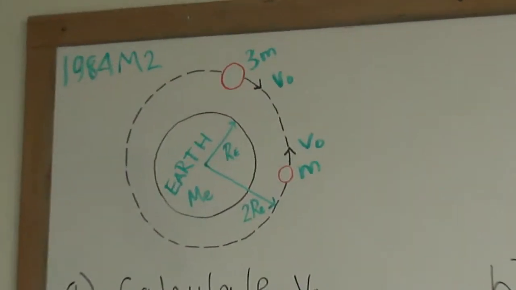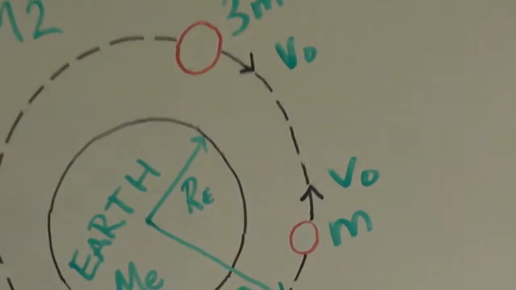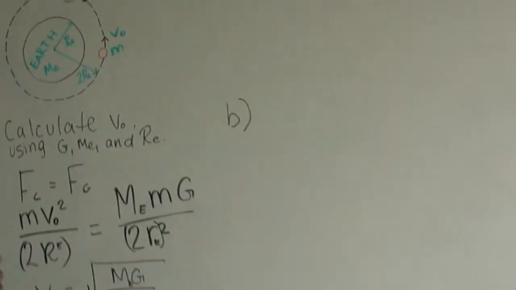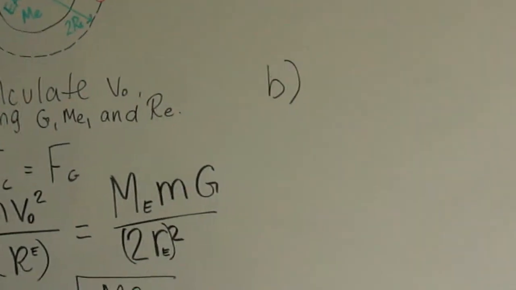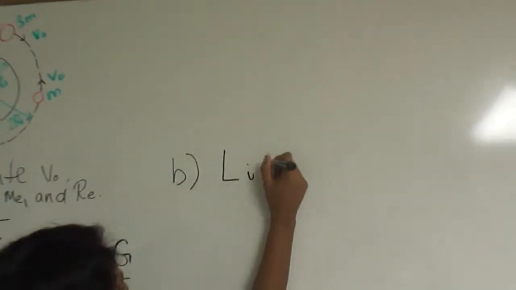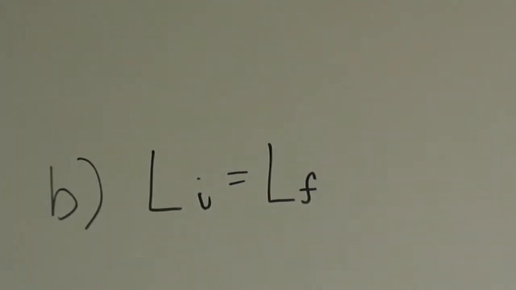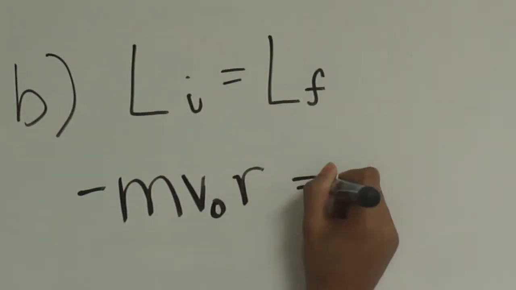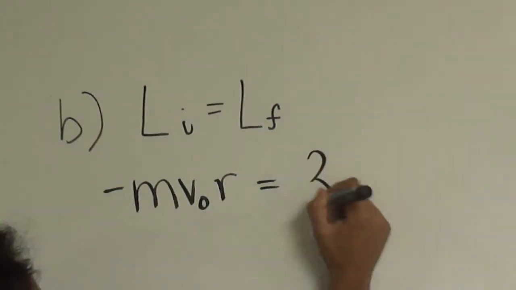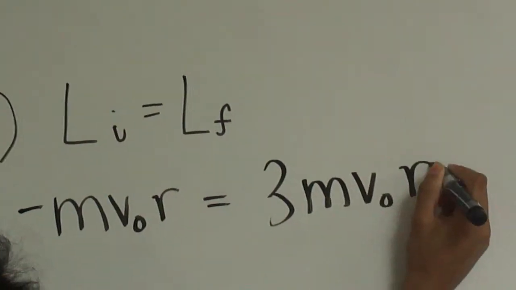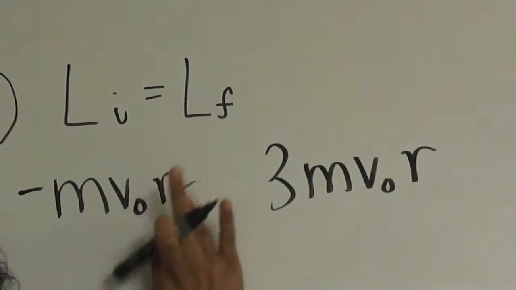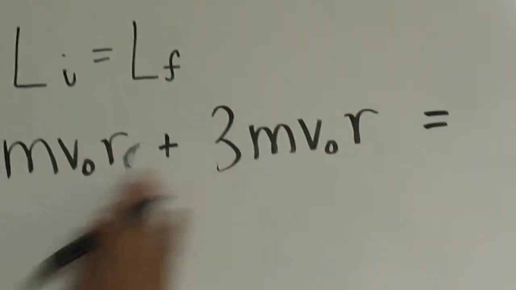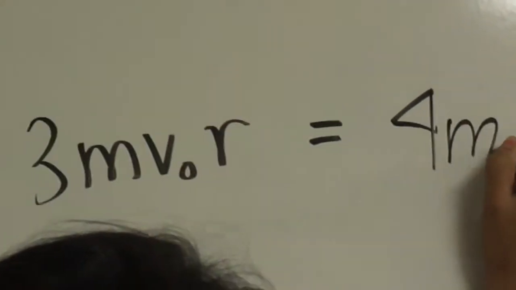Now for part B, which asks us, assume that the satellites collide and stick together. In terms of v initial, find the speed v of the combination immediately after the collision. So for this, we'll go on to angular momentum, the conservation of angular momentum. So the initial angular momentum will equal the final angular momentum: negative m v initial r plus 3m v initial r. These two added will give us the final, which is both of the masses, 4m v.